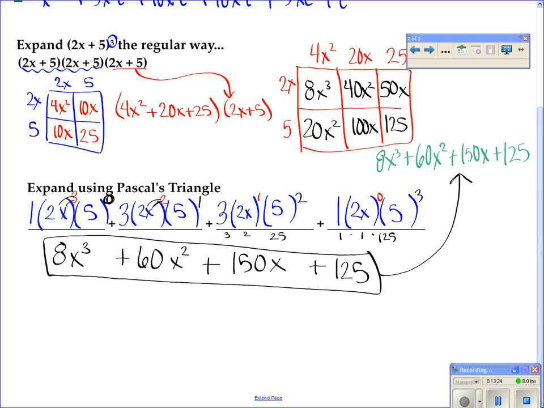Other questions? Yes? So x to the 0 is not x? Nope, anything to the 0 power turns into 1, whether it's a letter or a number. Anything to the 0 power.